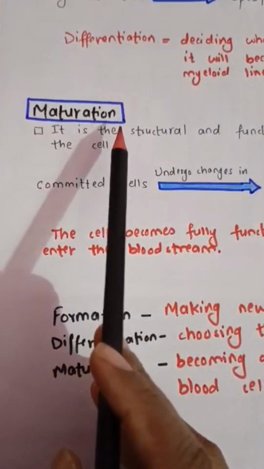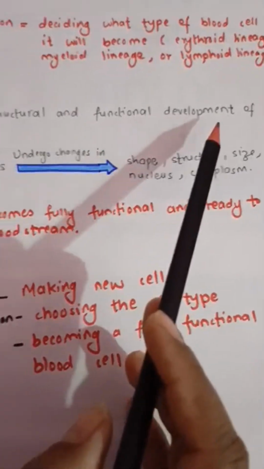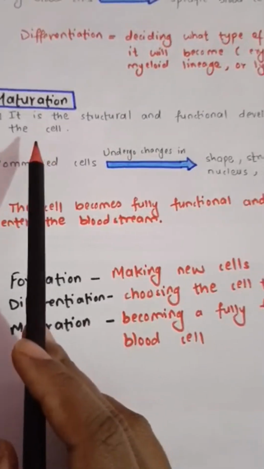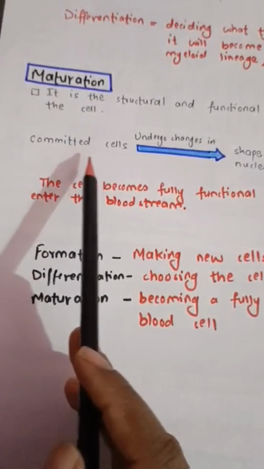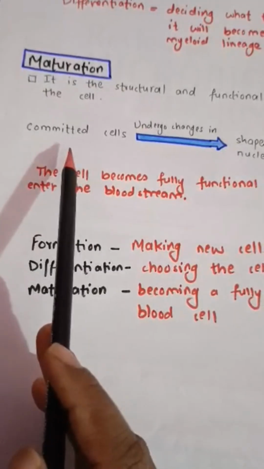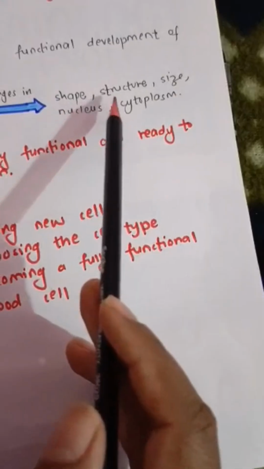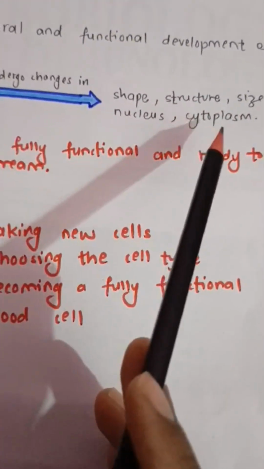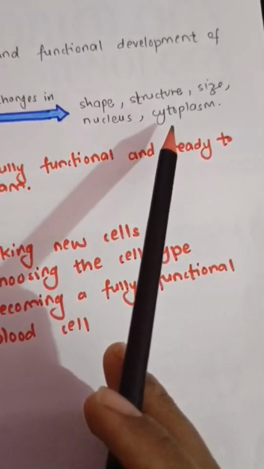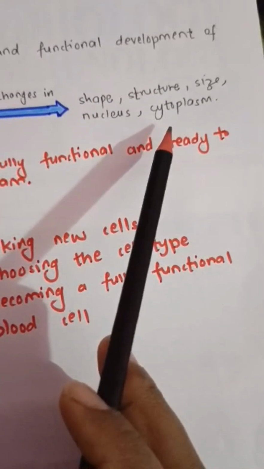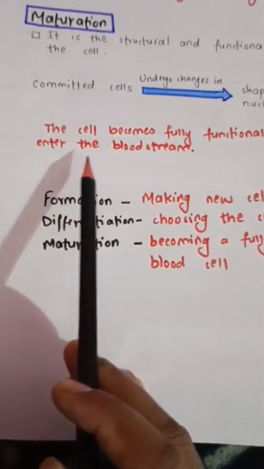Now, let's talk about maturation. Maturation is simply the structural and functional development of the cell. So it's simply the structural and functional development of blood cells. The committed cells from the differentiation process now undergo changes in shape, structure, size, nucleus, and cytoplasm in order to become a fully matured cell. So finally, cells become mature after these changes. In this process of maturation, the cell becomes fully functional and ready to enter the bloodstream.